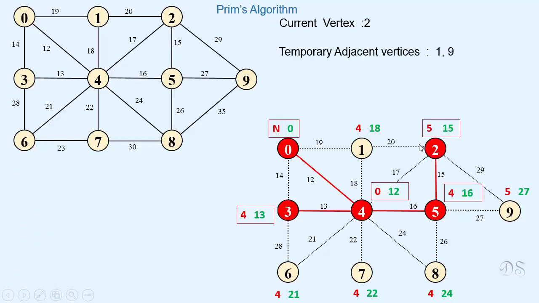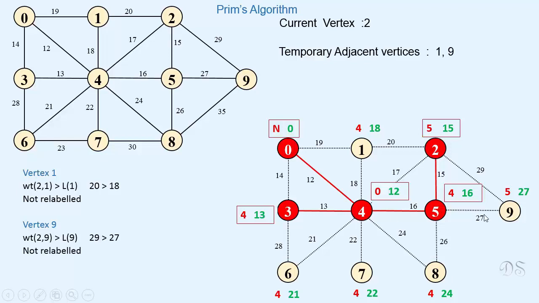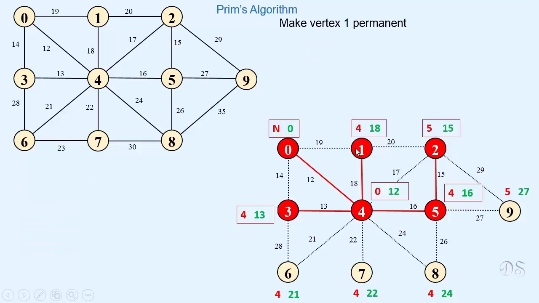So we'll examine these vertices 1 and 9, which are adjacent to vertex 2 and are temporary. First we take this vertex 1. This 20 is greater than 18. So we'll not relabel this vertex 1. Next we take this vertex 9. This 29 is greater than 27. So we'll not relabel this vertex 9. Now from all the temporary vertices left, we have this vertex 1, which is minimum value of length. So we'll make this vertex 1 permanent. Now this vertex 1 is our current vertex. Now there is no temporary vertex that is adjacent to this vertex 1.